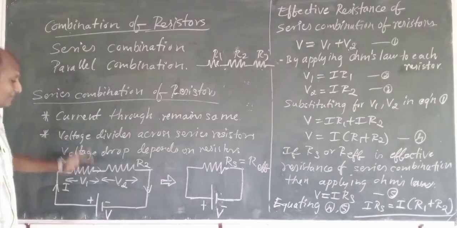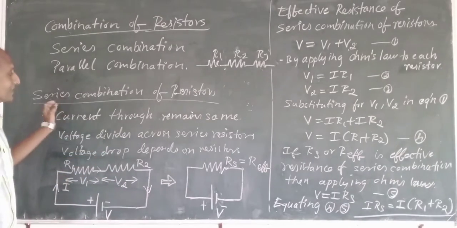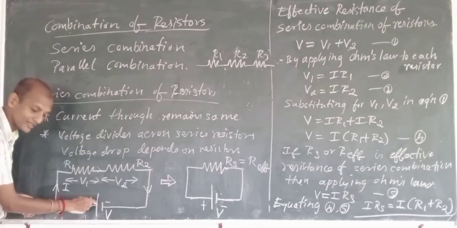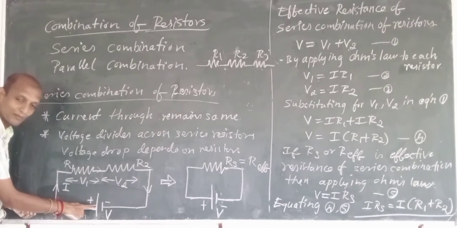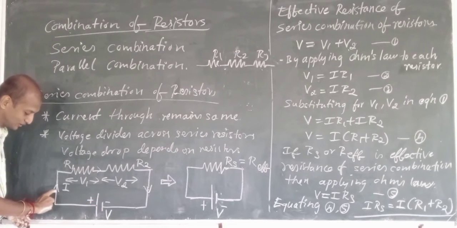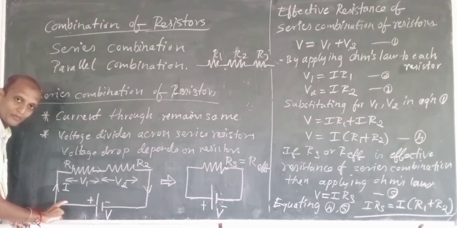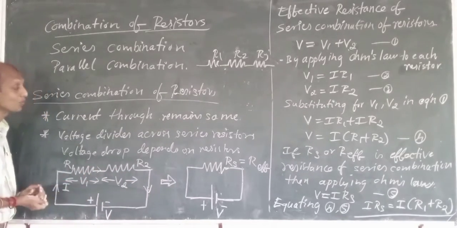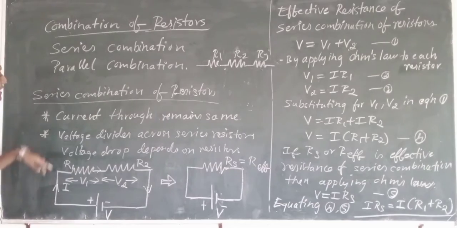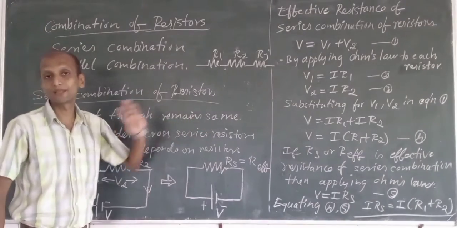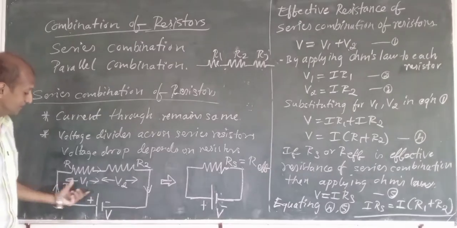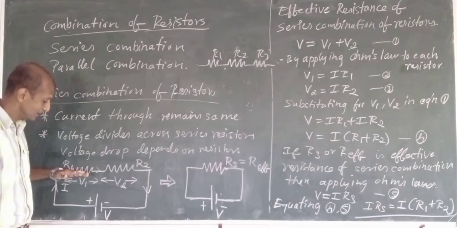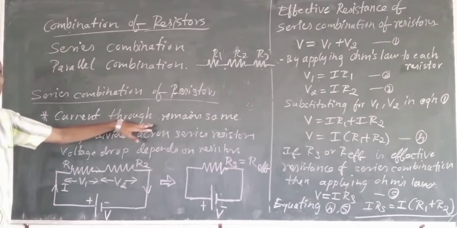When we have multiple resistors connected in series and we apply this voltage, current starts to flow, isn't it? The current I flows from the positive of the battery towards the negative of the battery. So what happens to the current, we will see first. The current flowing through the series combination of resistances remains the same.